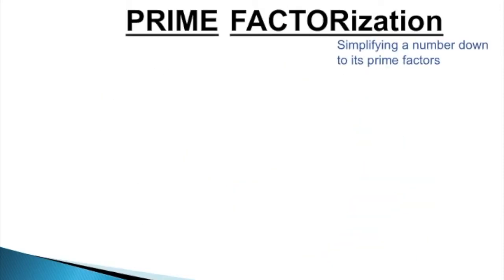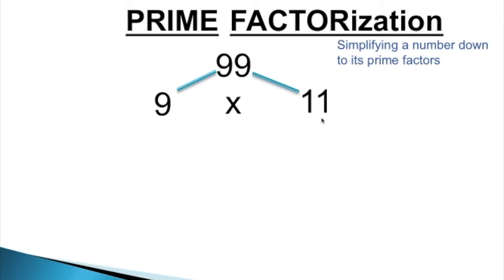How about the prime factorization for 99? Well, let's break 99 down. How can we do that? Well, we could break it down using the numbers 9 times 11. Well, the 11 is already prime, so we're done with this branch.